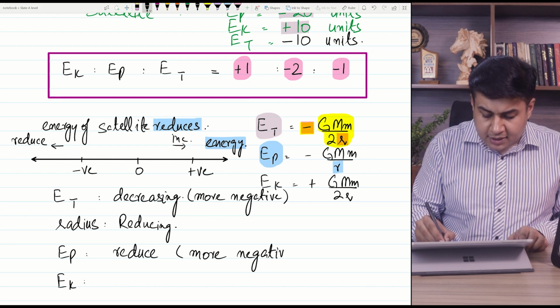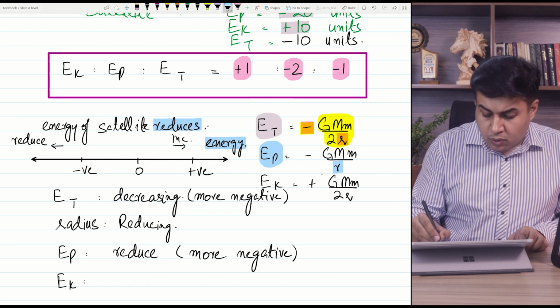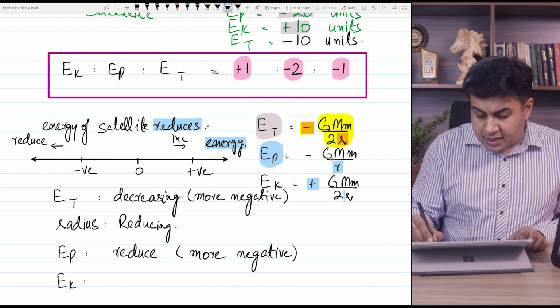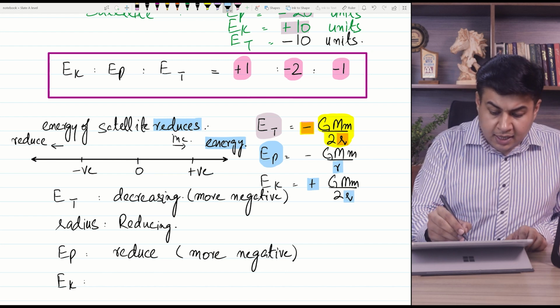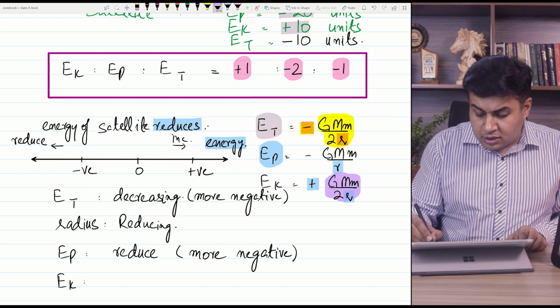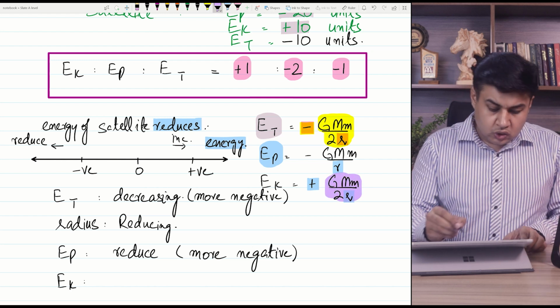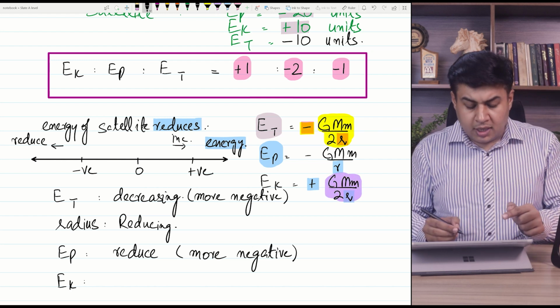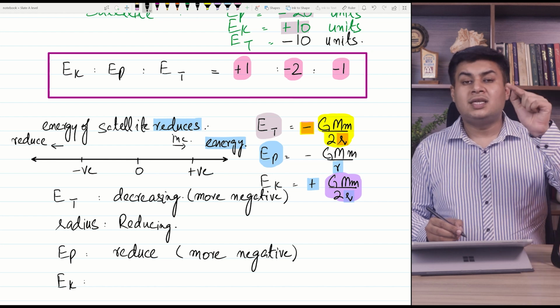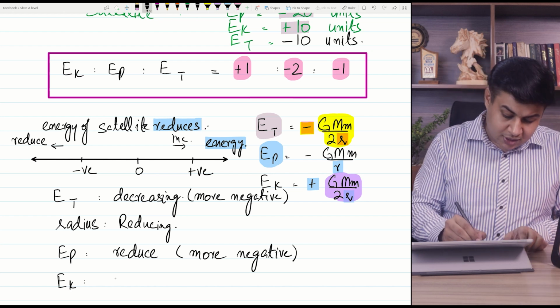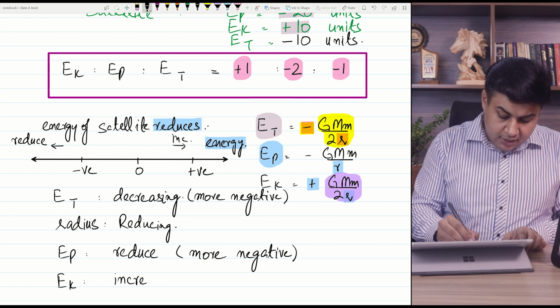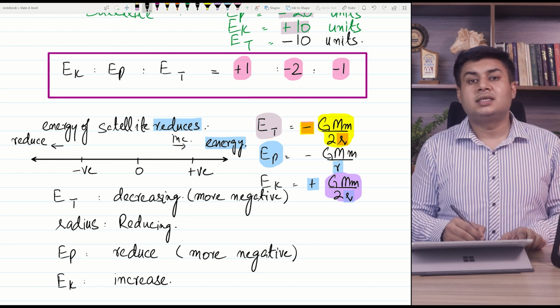And what about kinetic energy? Kinetic energy is there with a positive sign. और जब radius reduce होगा, ये सारा का सारा magnitude जो है, this magnitude will increase. So, जब टोटल एनर्जी रिड्यूस हो रही है, रेडियस रिड्यूस होगा, पोटेंशियल एनर्जी रिड्यूस होगी और काइनेटिक एनर्जी इंक्रीज होगी. काइनेटिक एनर्जी विल इंक्रीज, राइट?